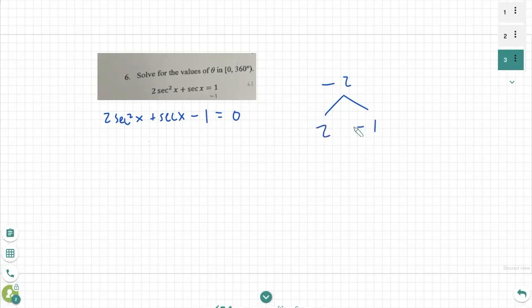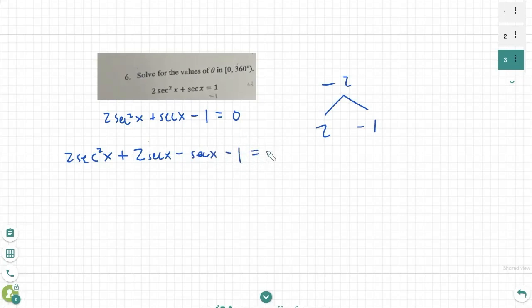Okay. Do you remember what to do with these numbers? Yeah, I thought you use them to split up the middle term. Yeah, right. So what's the whole thing then? What are the four terms you have? 2 secant squared x, and then plus 2 secant x minus secant x, and then minus 1. Okay, yeah.